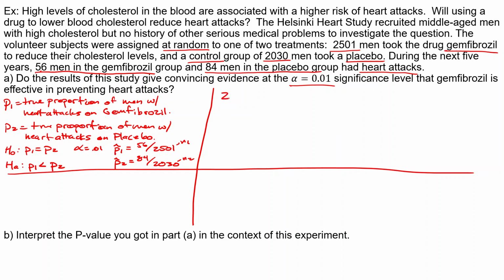So the name of our test is a 2-sample z-test for, and we can say P1 equals P2 or P1 minus P2. Either one's fine. All right, and we have 2 independent random samples.